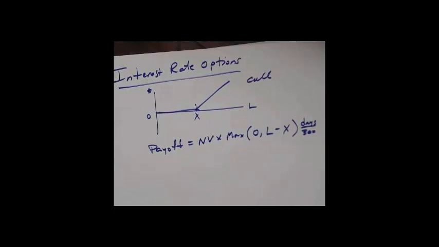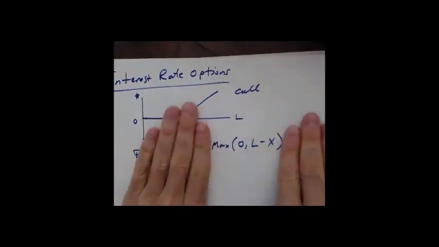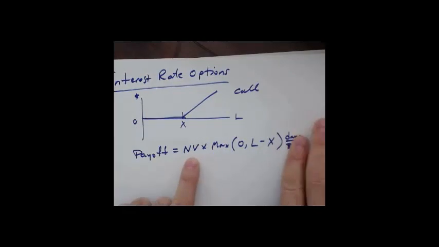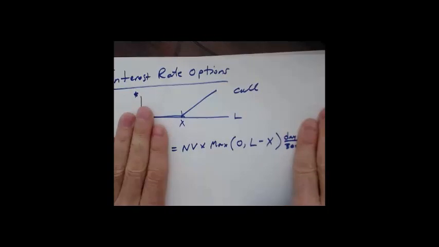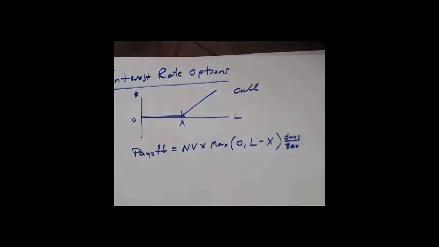See? So the way I look at it is, look, it's just an option on an interest rate, but you need to adjust it for a notional value and the number of days in a year. And so what that looks like is it's basically an option on a forward rate agreement. It's another way of looking at it.